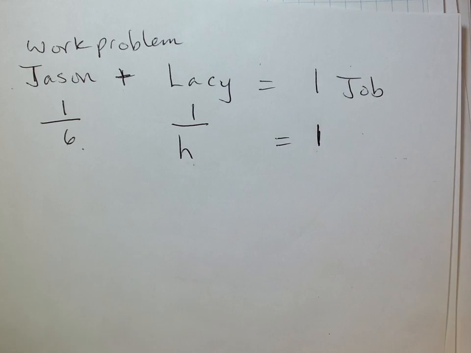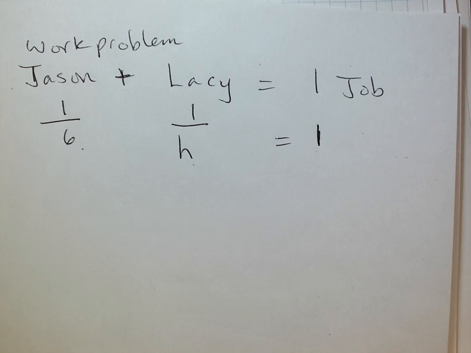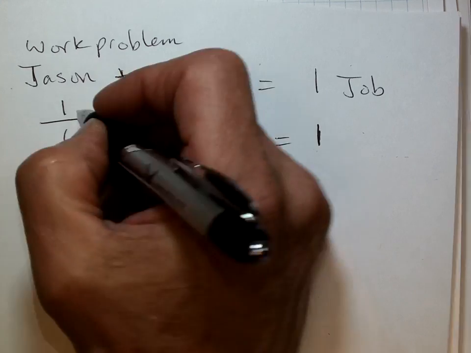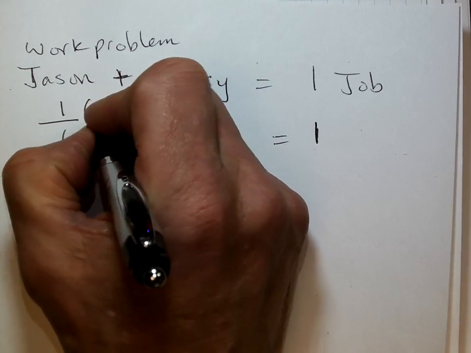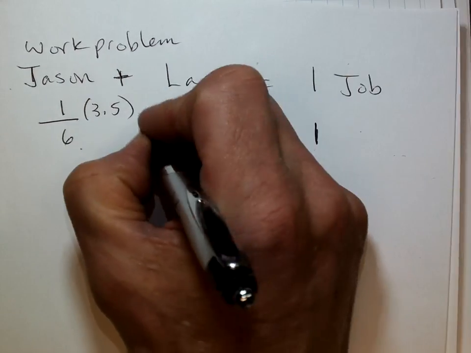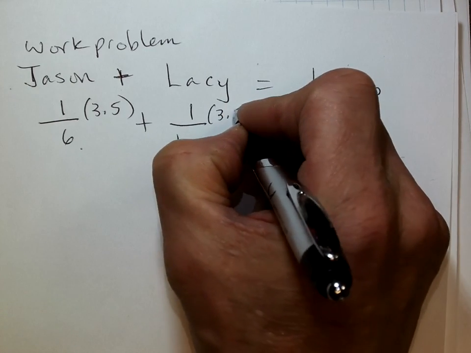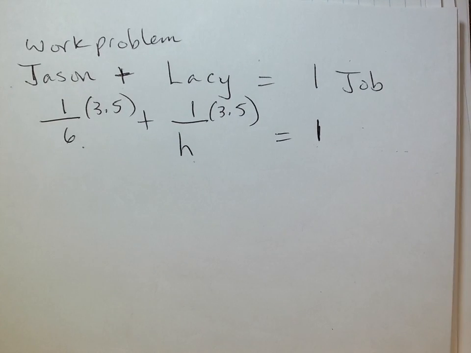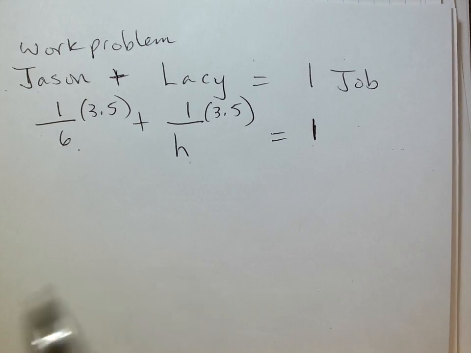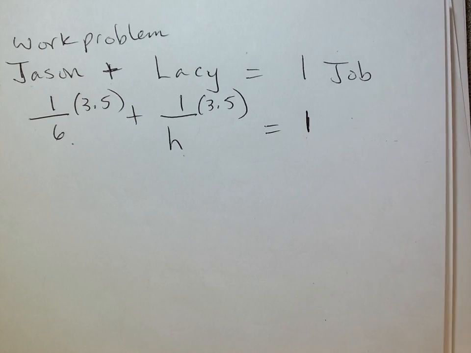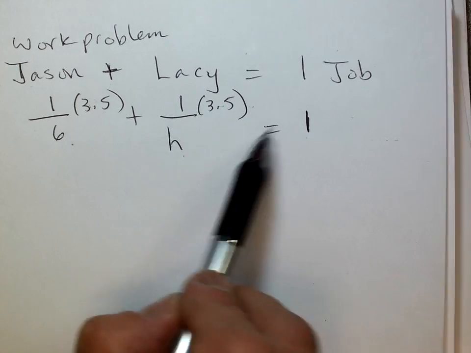Together they can do one job. Now, together, they can do the job in 3.5 hours. So let's see what we got. Jason can do the one job in 6 hours. Lacey can do the one job in I don't know how many hours. Together they can do it in 3.5 hours.